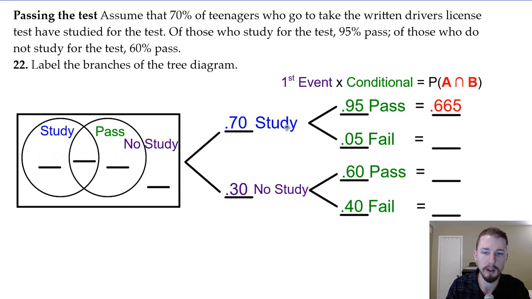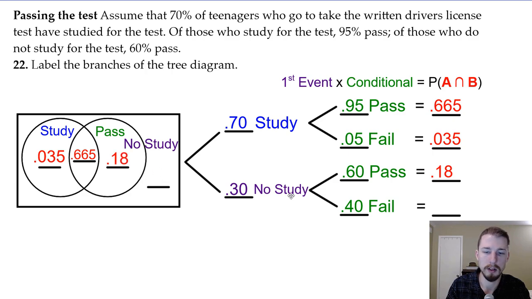And we can actually fill that in. So studying and passing is going to be the intersection of those two, which is going to be that one right there. And then 5% of 70% is going to be the remaining. So that's going to be 3.5% that studied but did not pass, which would be out here, those unlucky people. Then no study and pass, 30% of 60% is going to give us 18%. So that passed but did not study.